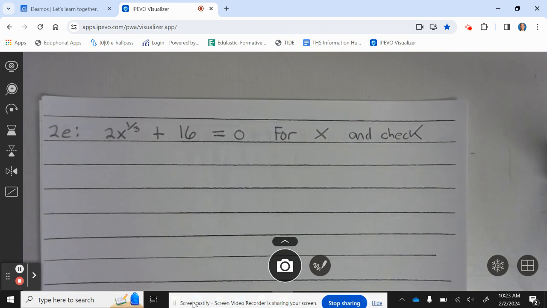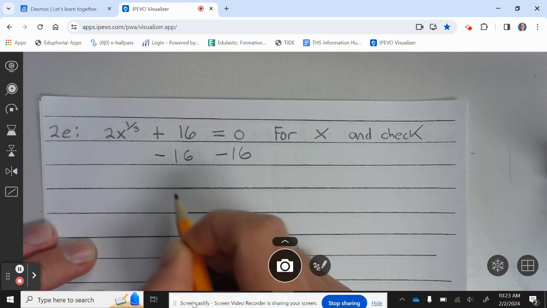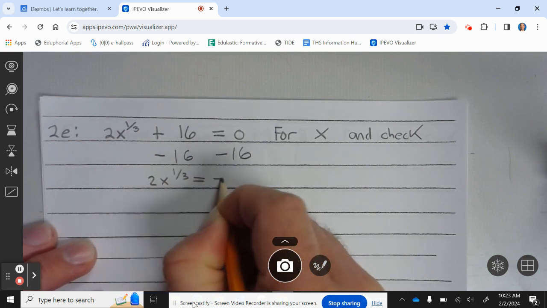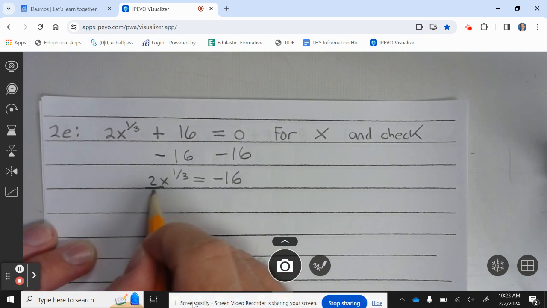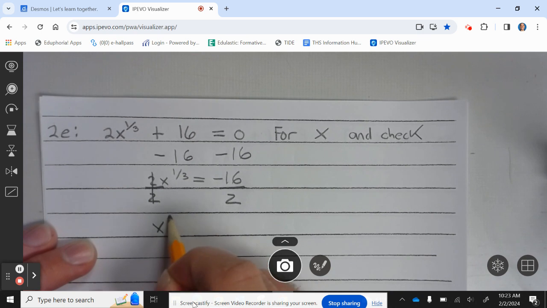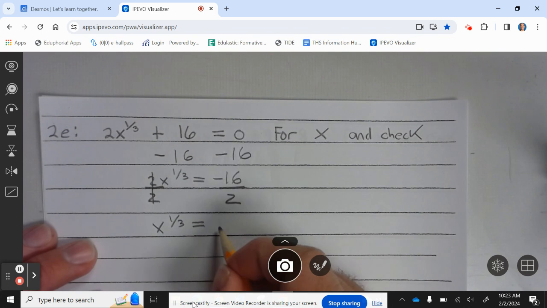2e. Solve for x and check. So first step is we're going to subtract 16 from both sides. So then you have 2x to the 1/3 equals negative 16. Divide both sides by 2. 2 divided by 2 is 1. You get x to the 1/3 equals negative 16 divided by 2 is negative 8.